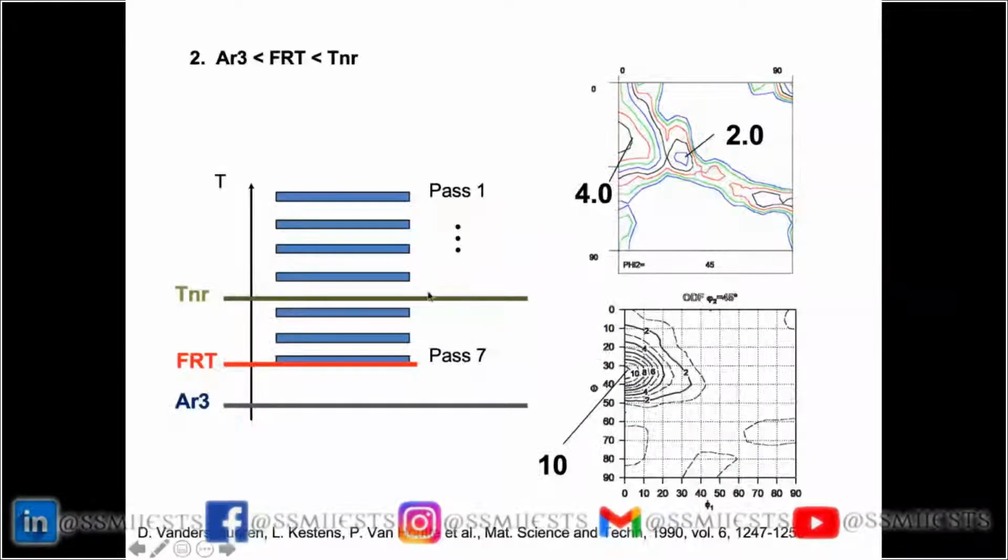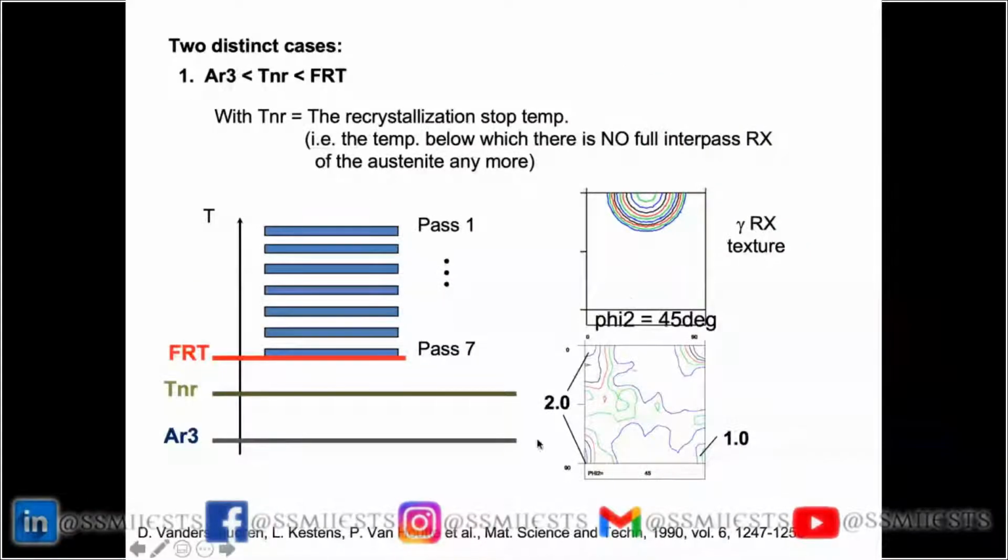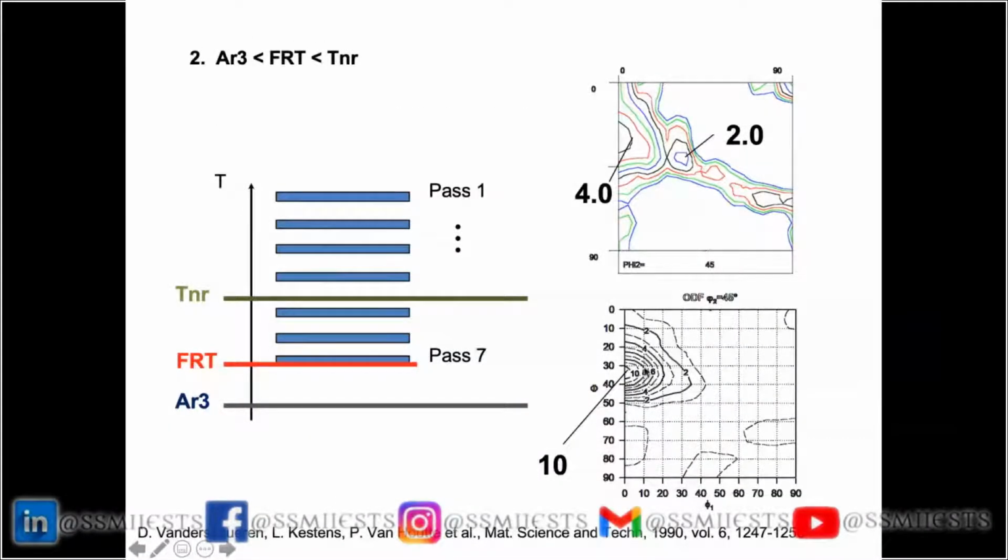However, if you do rolling still in the austenite temperature range, so the finish rolling temperature is above Ar3, but below TNR, then you do a number of hot band rolling passes during which you do not have full recrystallization between the passes. If you do it like that, the texture totally changes. You see that the maxima are at different components compared to this, and it is also a much stronger texture. Here we even have a maximum of 10 times random. These are 2 experimental examples.